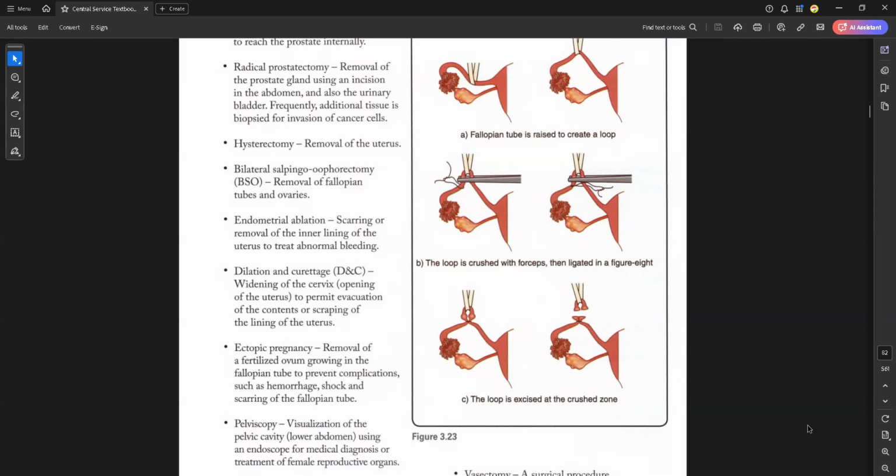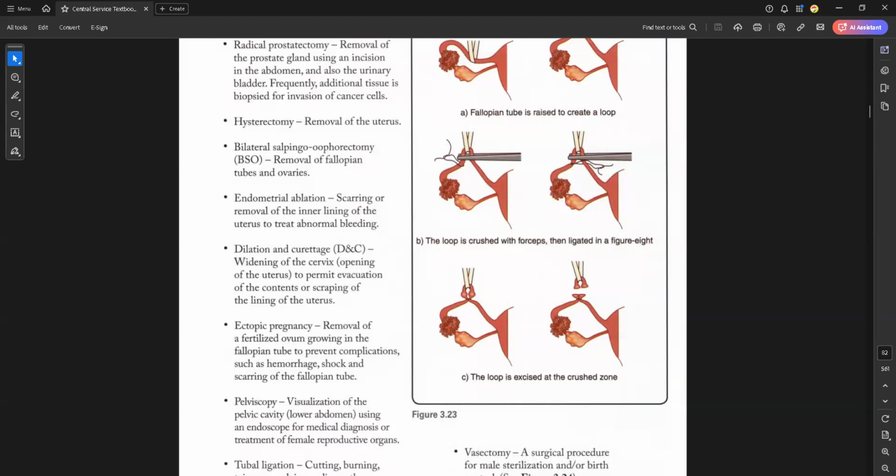Then we also have pelviscopy. If you study the surfaces, scopy is visualization. Scopy is to see. So visualization of the pelvic cavity. We have a tubal ligation, cutting and tying. So these are some of the procedures that are associated with the male and the female. But you can see that there are more for the female. Next one, please.